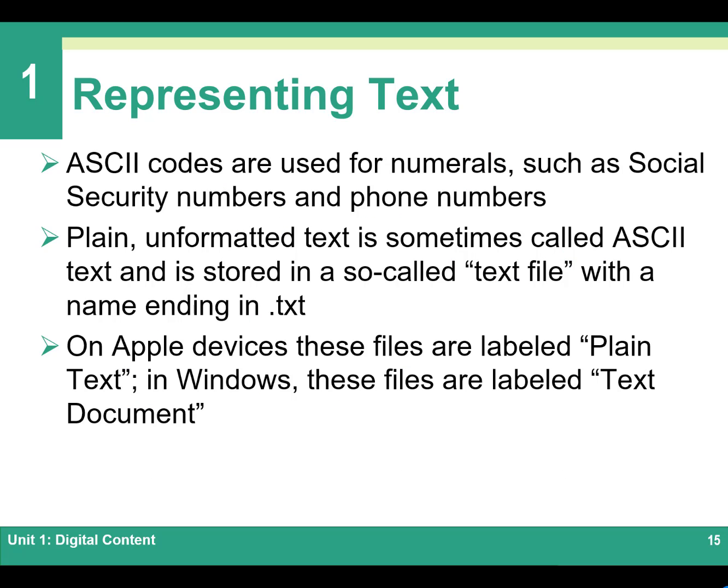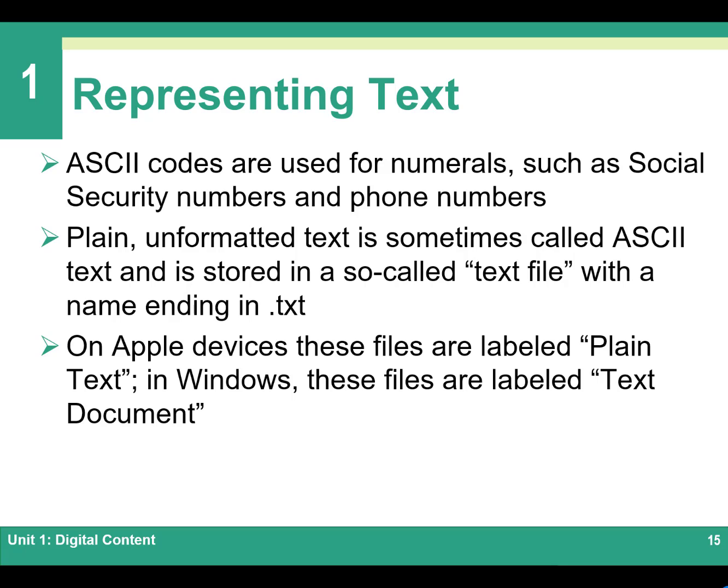So ASCII codes are used for numerals, such as social security numbers and phone numbers. So something you can easily represent, that works great. Plain and formatted text is sometimes called ASCII text and is stored in what the book is calling a so-called text file. These files would typically have a 3-character extension of TXT, and if you found one of those on your computers, assuming you're using Windows, and you double-clicked on that file with the TXT extension, it'd probably open a program like Notepad that would allow you to view them.